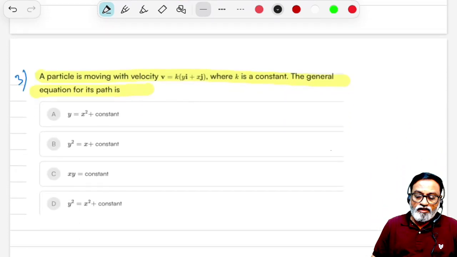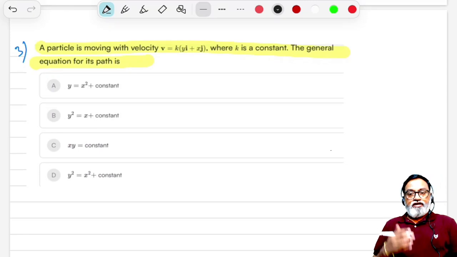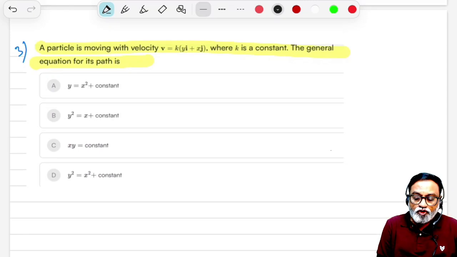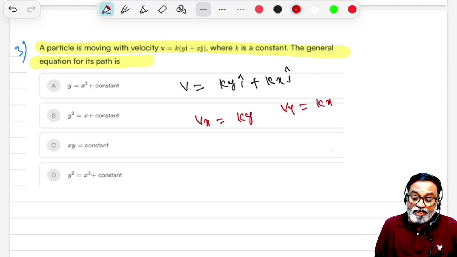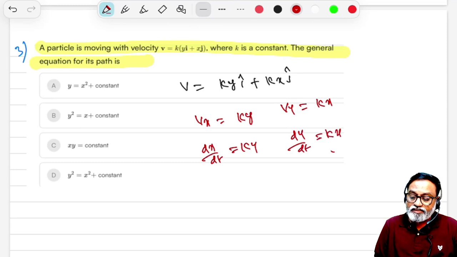See here, this is the question given in NEET exam. Here also v is equal to ky i cap plus kx j cap. Here also Vx is given as ky and Vy is given as kx. What is Vx? Dx by dt, that is equal to ky. And what is Vy? Dy by dt, that is equal to kx.